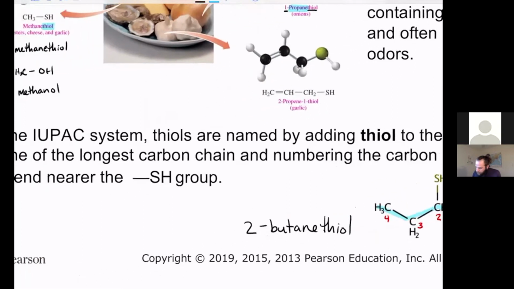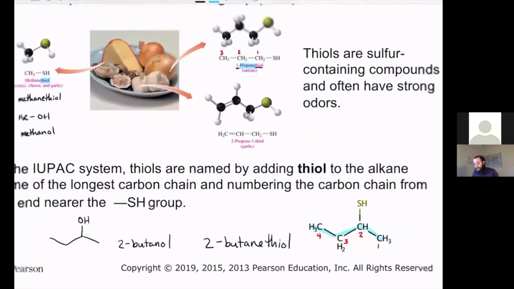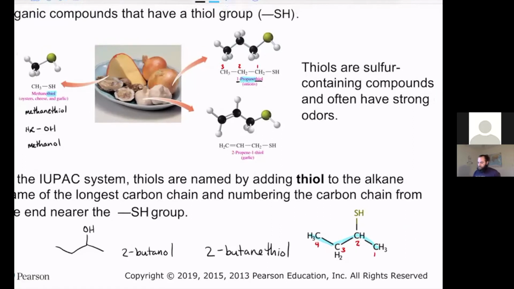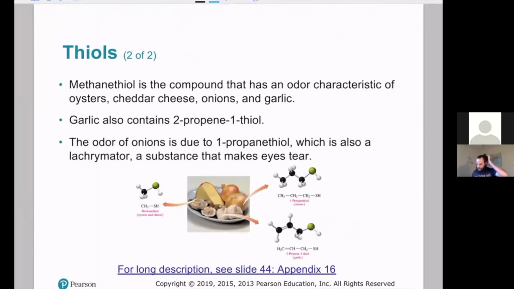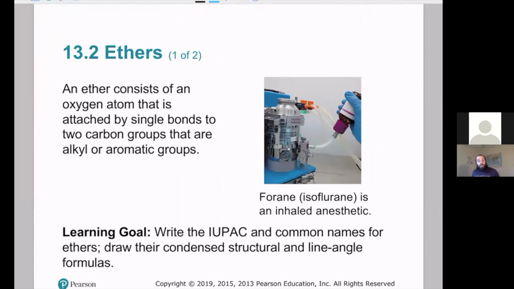Just for comparison, this would be 2-butanol. The analogous thiol, where I'm only really switching an oxygen for a sulfur, would be 2-butane thiol. Okay, same deal. So now going to ethers.